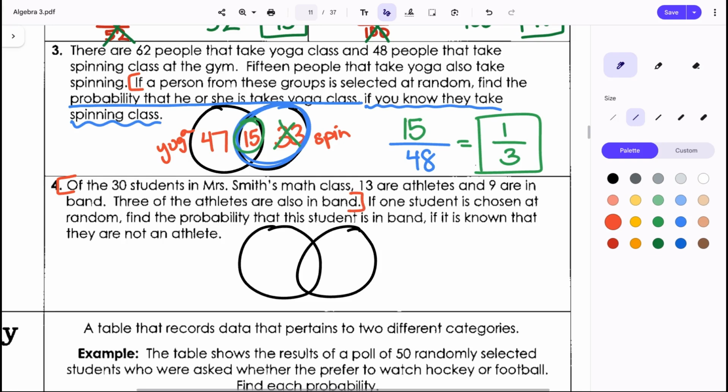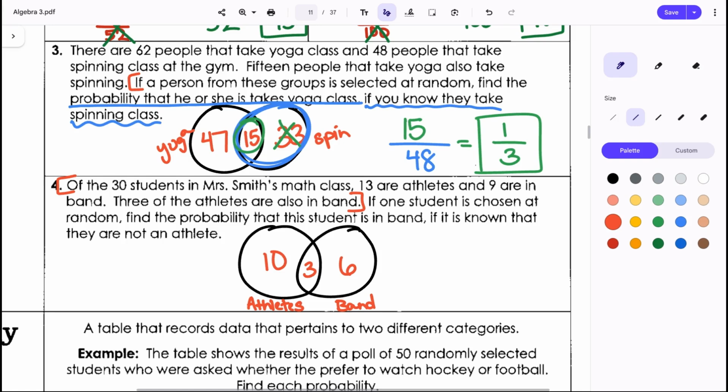All right, 3 of the athletes are also in band. Where should that number go? In the middle. There's 3 who do both. Okay, so one side of my circle is going to be for my athletes. The other side of my Venn diagram is going to be for people in band. What's the number I should put in for the athletes portion? 10. Why 10? Yeah, take away the 3 that's shared. So there's 13 athletes, take away the 3, you're down to 10. How about for the band then? 6, because there's 9 in band, but again, take away the 3, so we're down to 6.